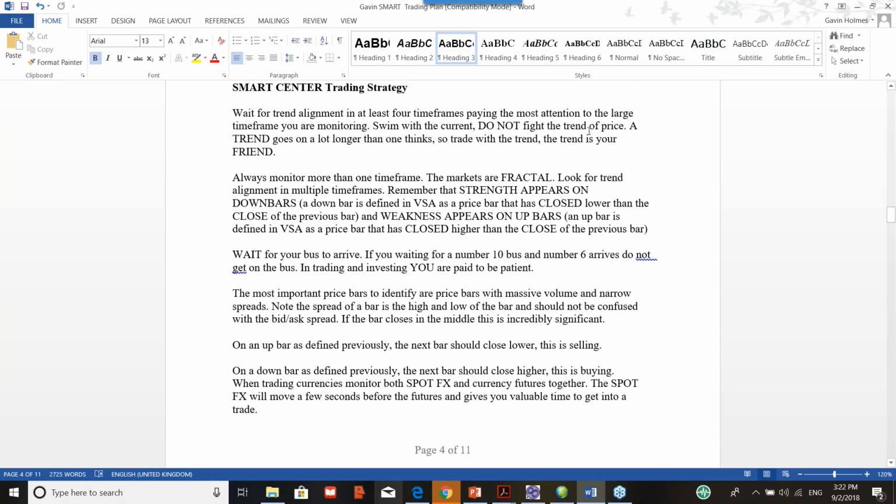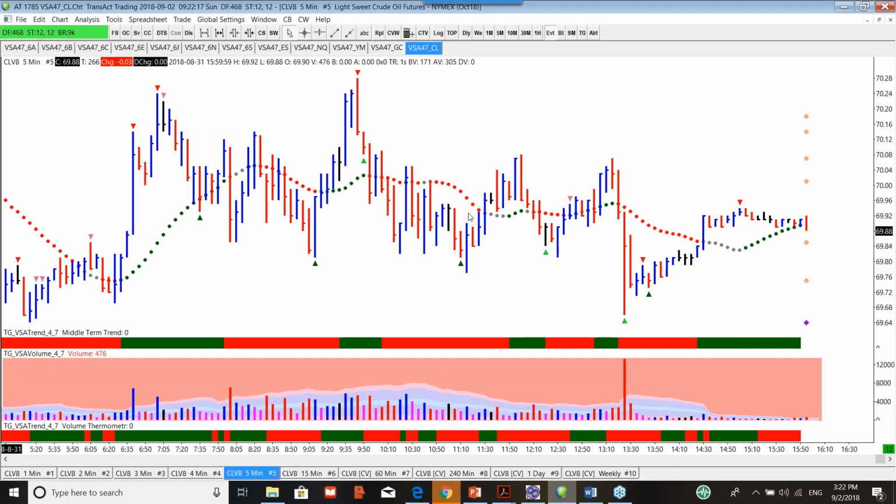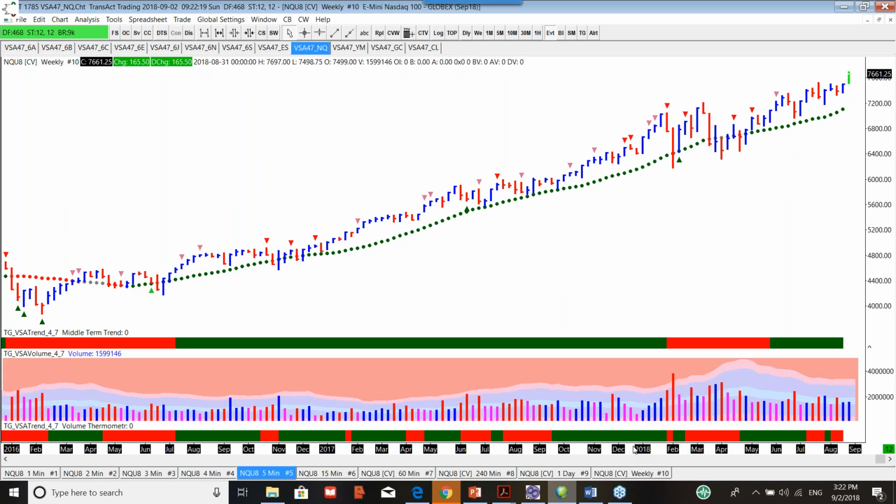Let me go back here, if I may, to this statement. A trend goes on a lot longer than one thinks. Let me put up the weekly NASDAQ. This is the NASDAQ weekly, the weekly chart. What trend are we in, do you think, in the NASDAQ? Just type in. What trend are we in right now?